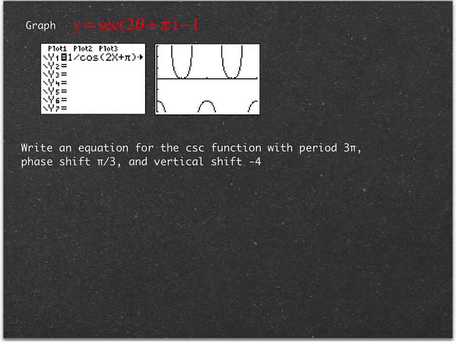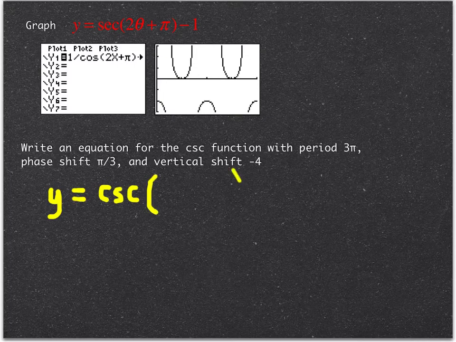And last one here then is write an equation for the cosecant function with period 3 pi, phase shift pi over 3, and vertical shift -4. So if we think about this, cosecant would look something like this. Really no amplitude as far as that goes, but otherwise kind of the same type of stuff we've been doing before. So if the phase shift is pi over 3, I can just put x minus pi over 3 in there in the numerator like that. If the vertical shift is -4, I can tack that on the end just like this.